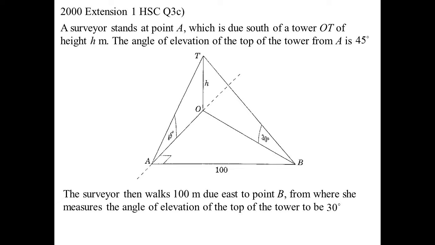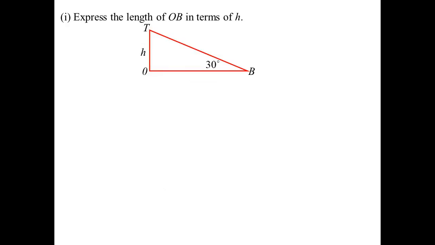Here's an HSC question. So we have a surveyor there at the point A, and they're due south of the tower OT. They've told us the height's H, and the angle of elevation is 45 degrees. Our surveyor now turns and walks 100 metres east to another point B, and again has a look at the tower, but this time the angle of elevation is 30 degrees. The first thing we have to do is find the length of OB in terms of H.